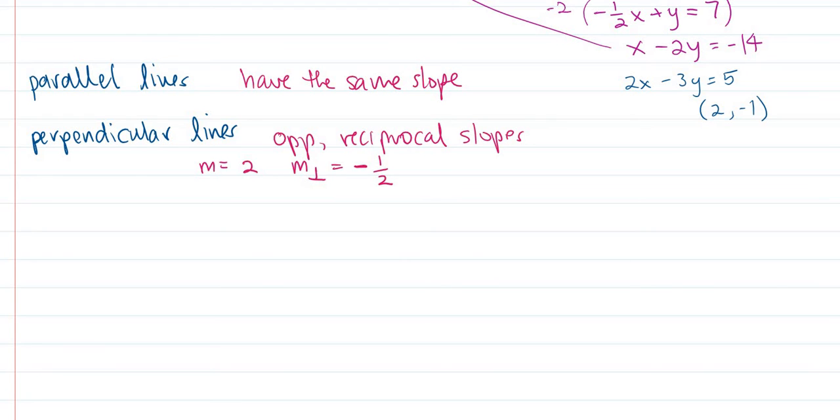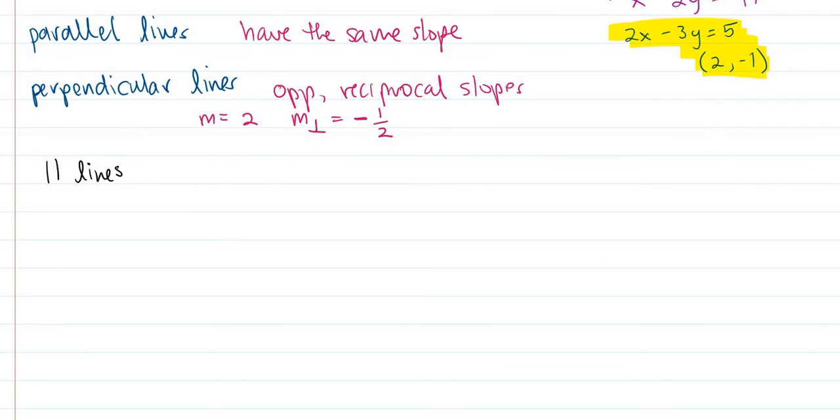Okay, so let's take a second using this little problem over here. We are given the equation 2x minus 3y equals 5, and we're given the point (2, -1). We're going to write the equation of a line that's parallel to that equation and goes through that point, and we're going to do a perpendicular line. This is the symbol for parallel lines. Hey, look, it looks like parallel lines. So let's start with that.